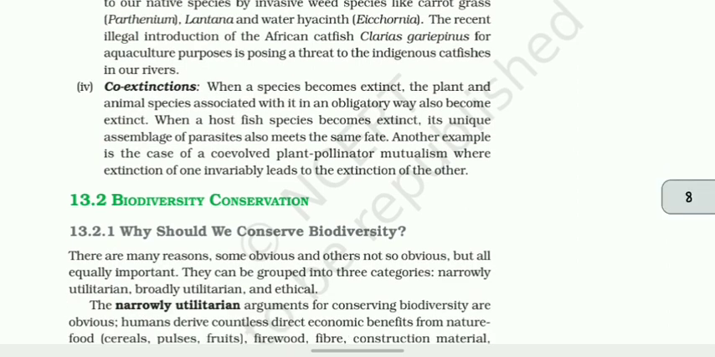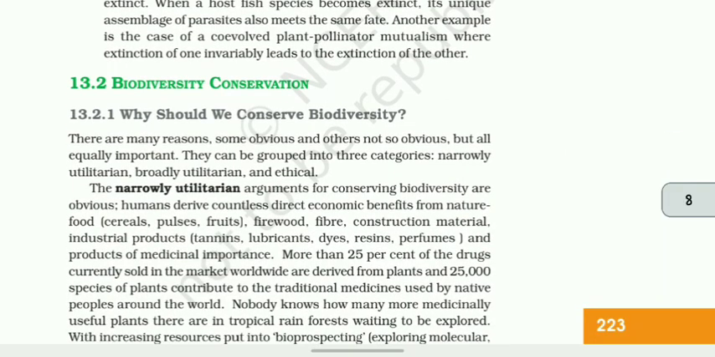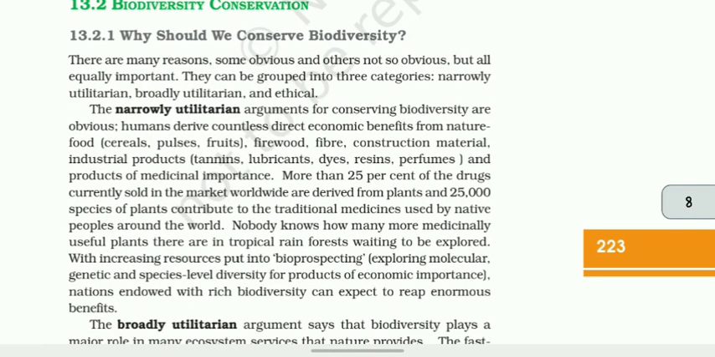13.2, Biodiversity Conservation. 13.2.1, Why should we conserve biodiversity? There are many reasons, some obvious and others not so obvious, but all equally important. They can be grouped into 3 categories: narrowly utilitarian, broadly utilitarian, and ethical.